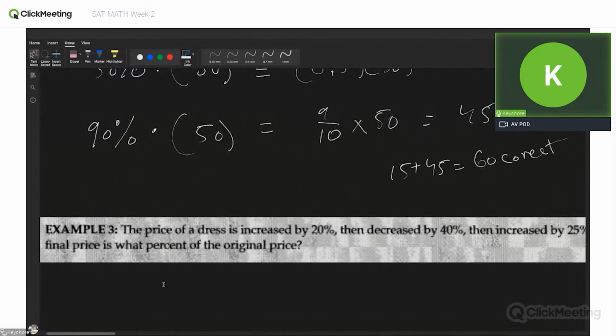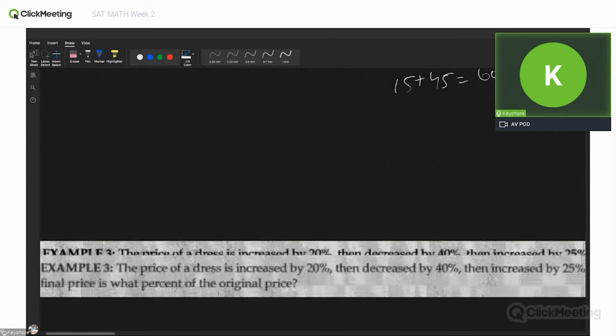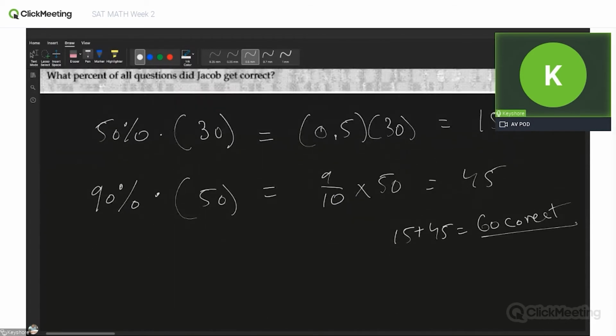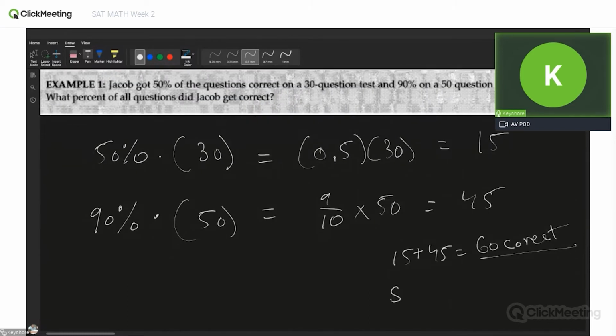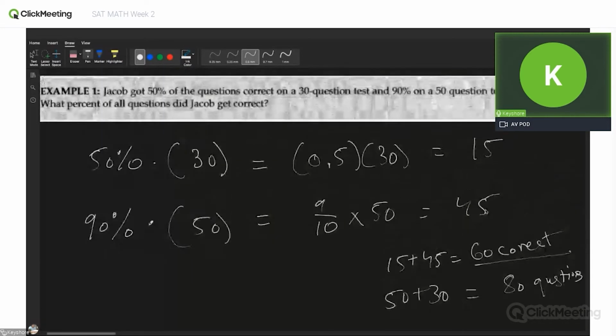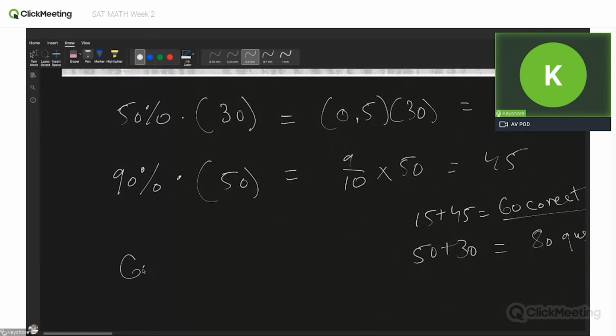I'm gonna just move this real quick. So you got 60 questions correct out of the total, and the total is 50 plus 30 questions, which is equal to 80 questions. So in total, there were 80 questions, and out of that, 60 of them were correct. To do the final percent, we just take 60 divided by 80, and that's in reduced form 6 over 8 or 3/4, which is equal to 75%. So in total, he got 75% of the questions correct.